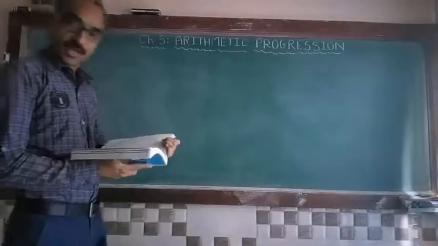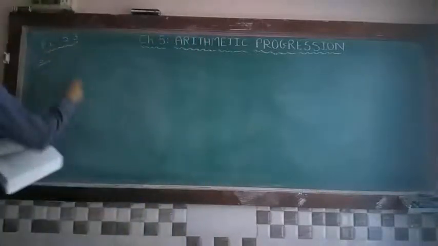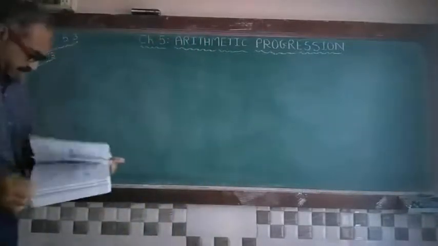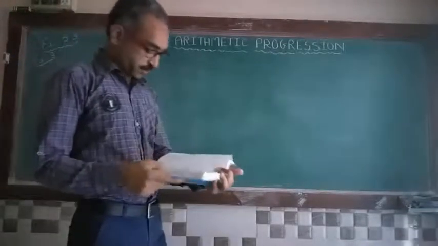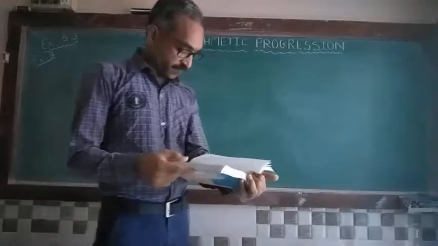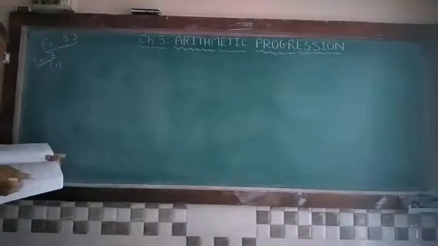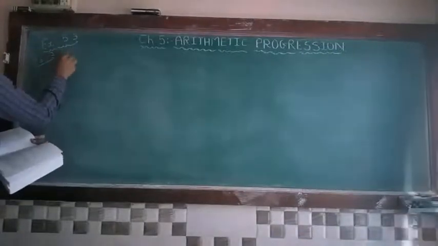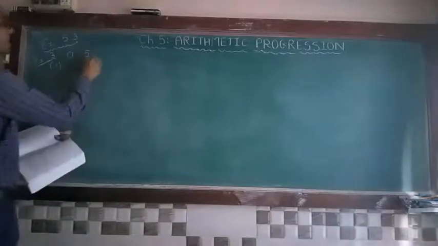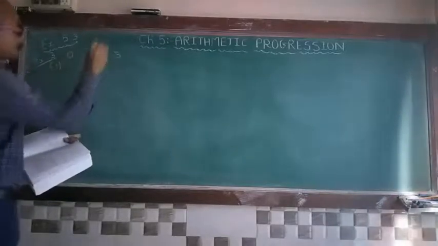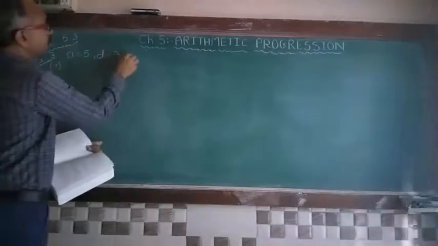Remaining examples you can do yourself. So now example number 3 is there. 10 different examples are given to you. So your first one is given A is equal to 5, D is equal to 3, N is equal to 15.